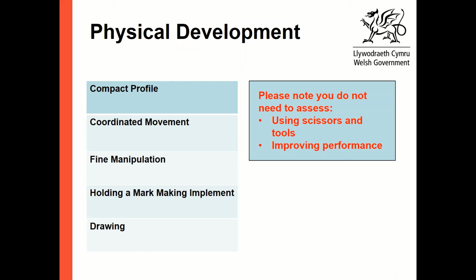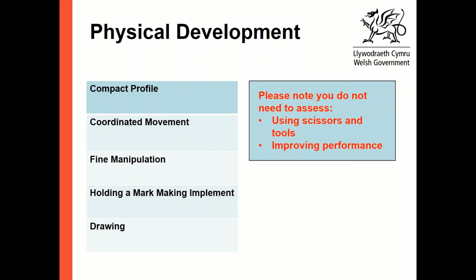This can be observing such things as hand-eye coordination, for example building towers, threading beads on a string, manipulating dough into shapes, fitting parts of a jigsaw together, fastening buttons and zips, and opening and closing bottles. Holding a mark-making implement. This can be observed the pencil grip and using different mark-making equipment. Examples of different grips are shown on page 85 of the compact profile.